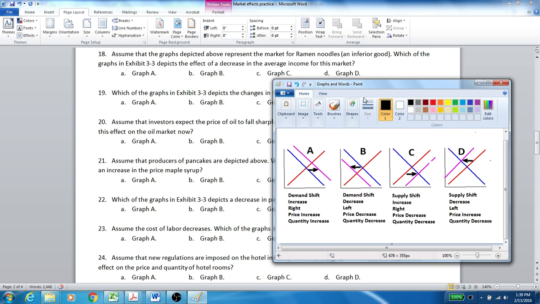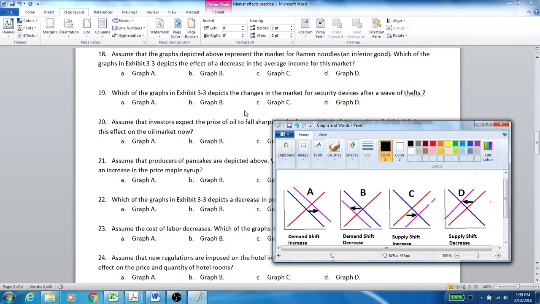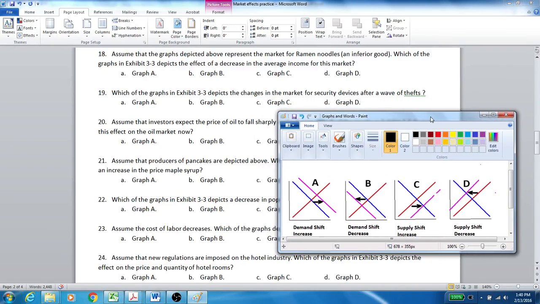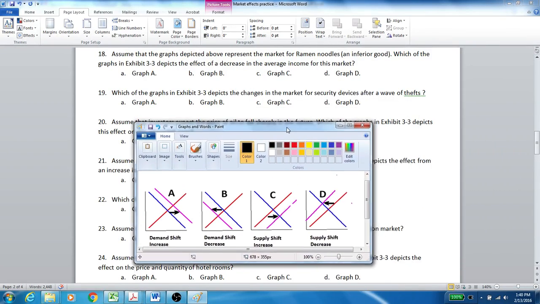That's A once again. Number 19, which depicts the change in market for security devices after a wave of thefts. Well, thefts are a substitute to security devices. So if thefts increase, then the demand for security devices will also increase. And we have graph A once again.